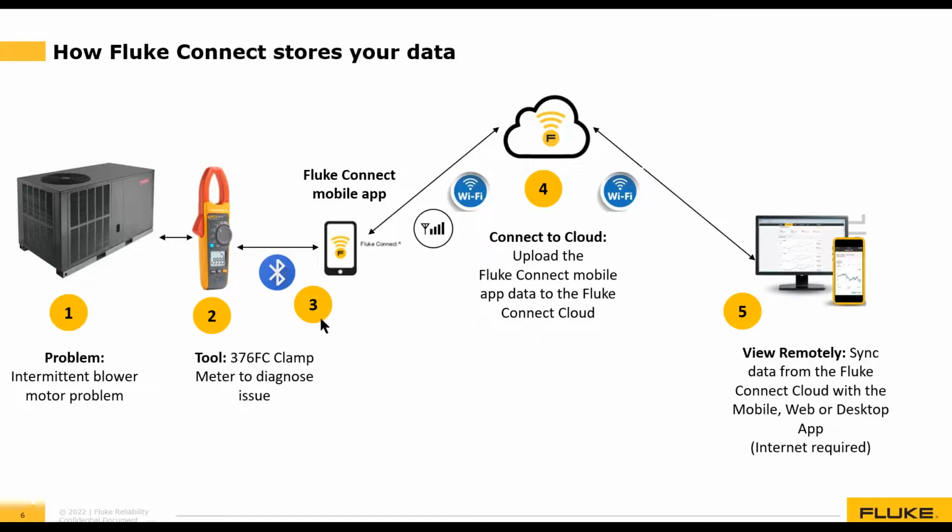In step number three, the 376 FC communicates the readings from the tool to the Fluke Connect mobile app via a Bluetooth connection. Then in step number four, the Fluke Connect mobile app will upload the readings to the Fluke Connect cloud where they are permanently stored. Now, if the cell phone is out of range, the data will be stored on the phone until it reconnects to a cell signal or a Wi-Fi signal. And then finally, in step number five, users can access their Fluke Connect data in the cloud via any web-enabled device, such as a web browser, the mobile app, or a desktop software.